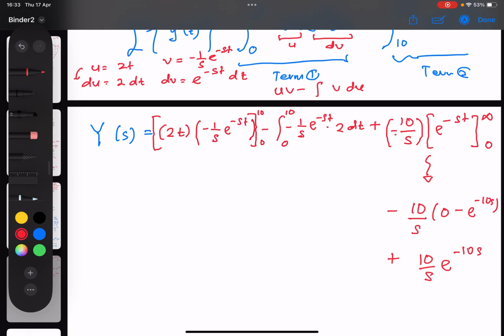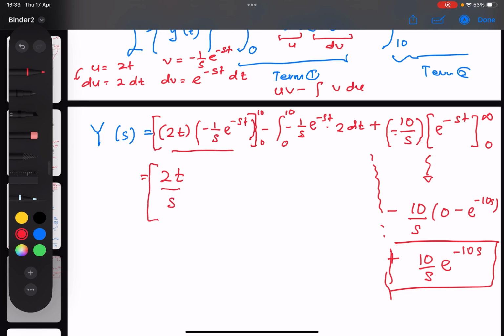So actually I already solved for the second term. The second term should end up something like this, plus 10 over s e to power of negative 2s. Now I have to go back to my first term here. So for the first term here, I have 2t multiplied by 1 over s, e to power of negative st. Let me simplify this one. So I should get 2t over s multiplied by e to power of negative st between 10 and 0 minus, this one also can be simplified, right?